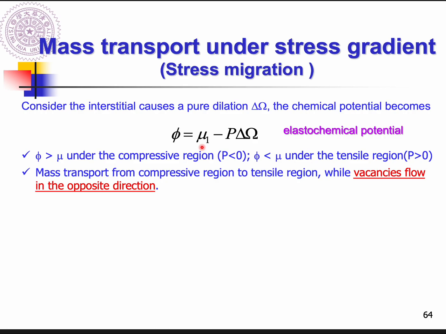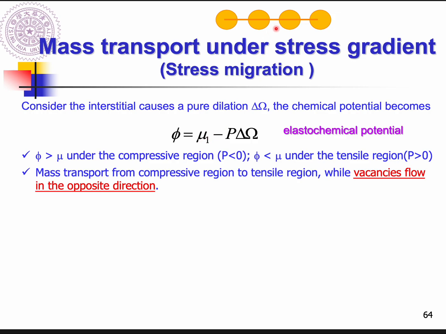This mu1 is the chemical potential of atom A in a pure material, or under no stress field. And we need to add an extra term, which is induced by the stress field, right? In order to formulate this, I'm giving you an example here. Before there's a stress field present in your material, the chemical potential for atom A will be equal to mu1.